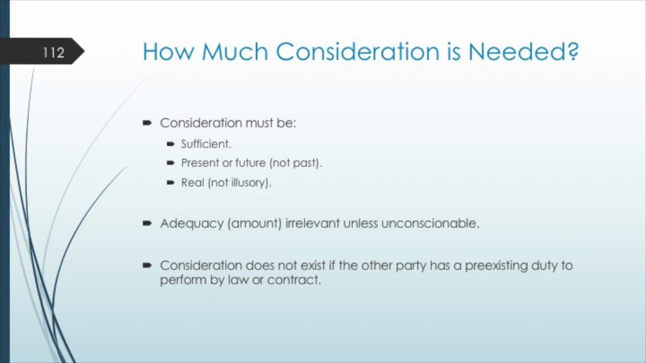The second point on the screen says that adequacy is irrelevant. The adequacy refers to the amount being exchanged, and as I said before, we do need legally sufficient consideration, but the courts don't look into the actual amount being exchanged, unless one of the parties argues that it was an unconscionable contract. Unconscionable would mean that one of the parties was taken advantage of. For instance, somebody tricked them into giving up something of significant value for very little money or very little consideration. Generally speaking, though, those cases are rare.